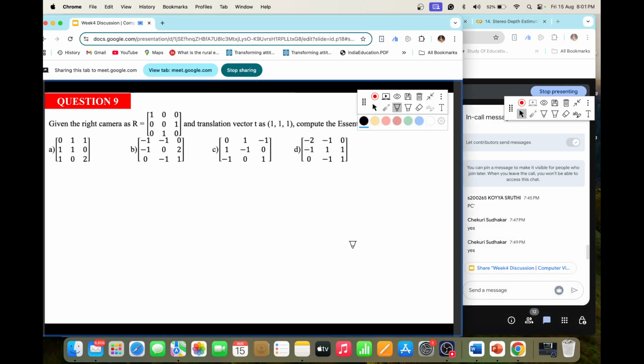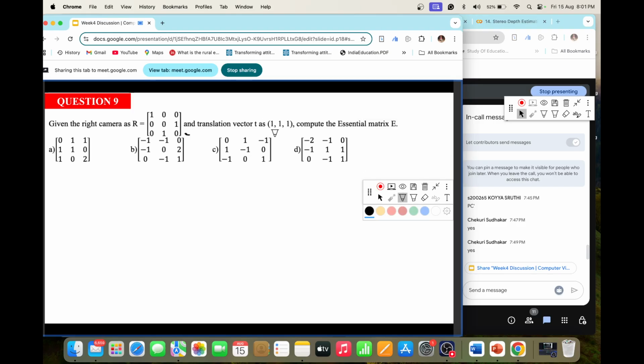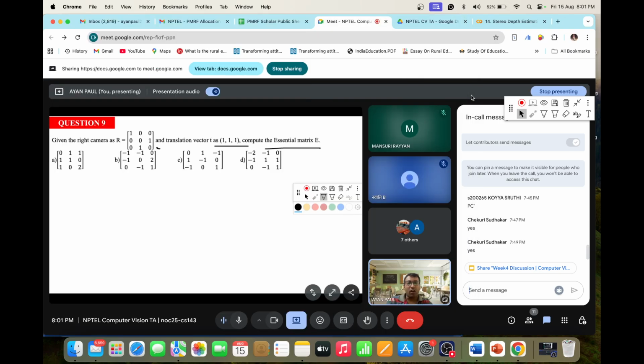Now question number 9. Given the right camera, this is the right camera, the rotation of the right camera rather we can say, and the translation is given as T equals (1,1,1), compute the essential matrix. So what is the formula of the essential matrix? Can anyone tell? What is the formula of the essential matrix?